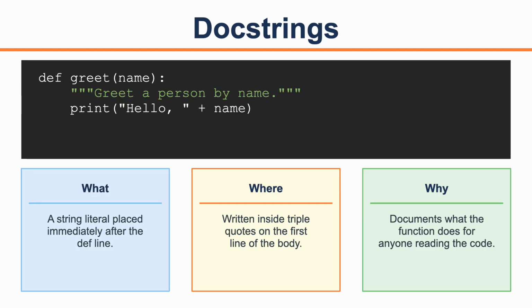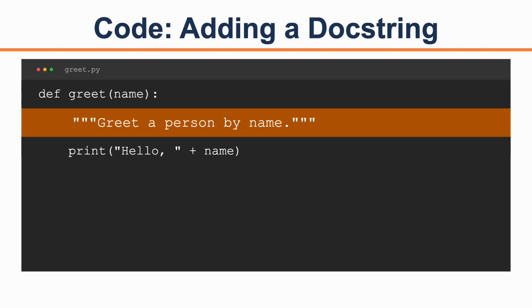A docstring is a string placed at the very top of a function body. It is written using triple quotes. In this example, the docstring appears on the first line of the function body, right after the definition. Triple quotes open and close the text. The rest of the function body follows below it.